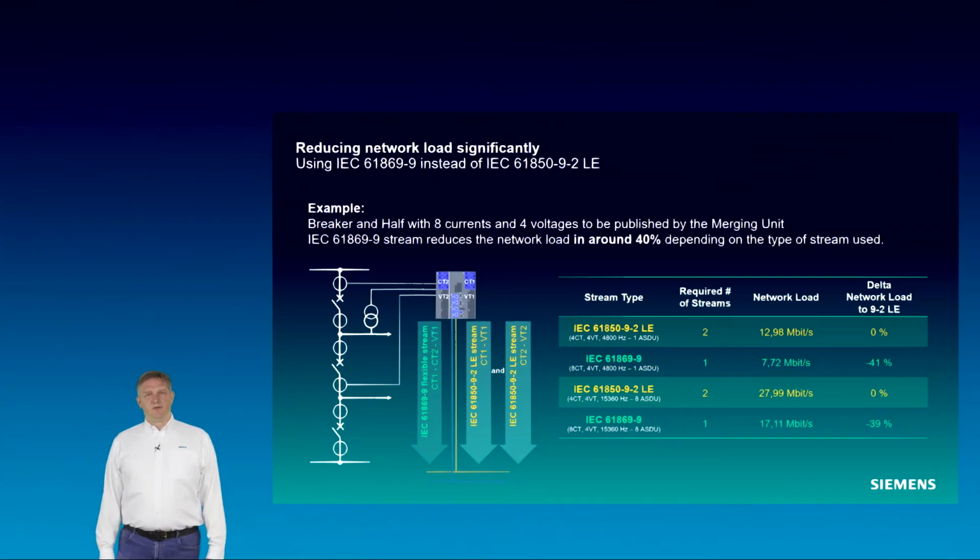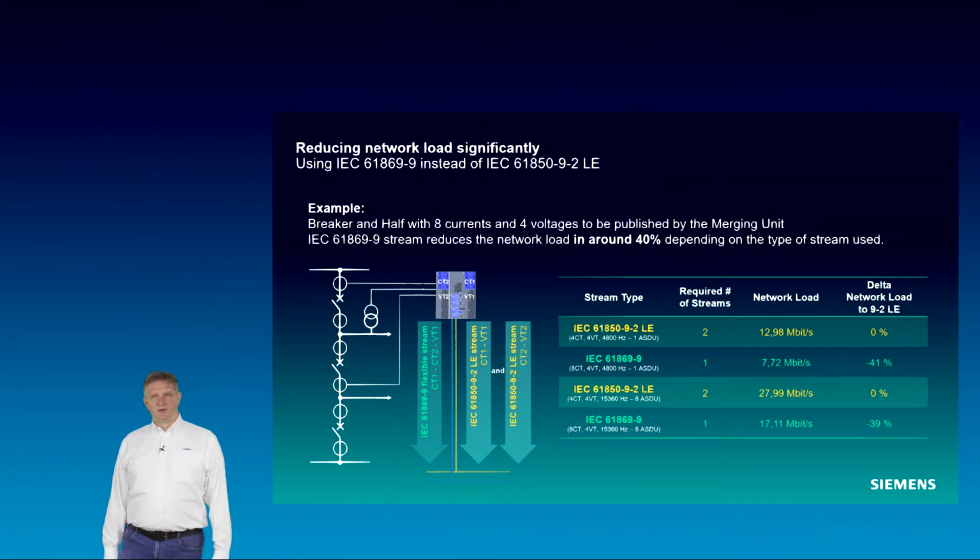Let me explain on the example of a breaker-and-a-half scheme an important advantage using IEC 61869 flexible streams instead of IEC 61850-9-2 LE streams. In a breaker-and-a-half application, you must publish 2 sets of currents and 1 set of voltages, which means 2 9-2 LE streams would be required, emitting in total about 13 MB per second for 4800 Hz sampling frequency and 1 ASDU.